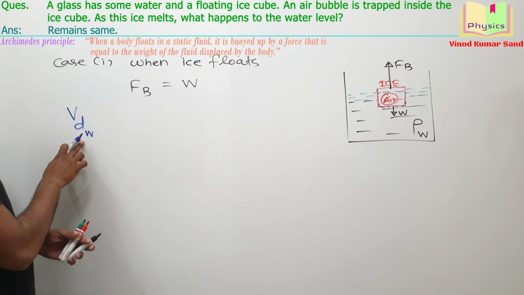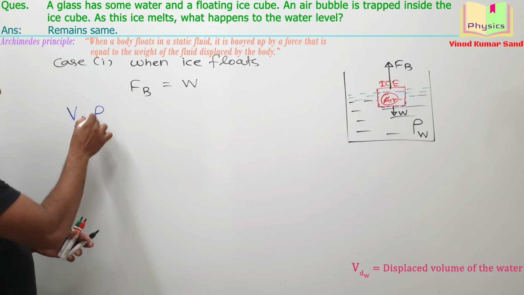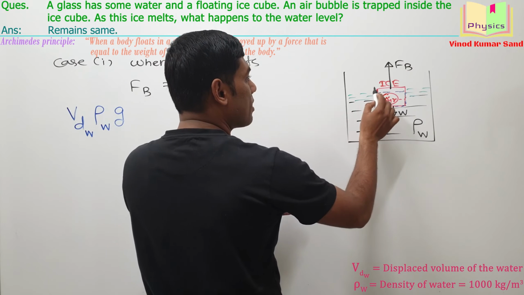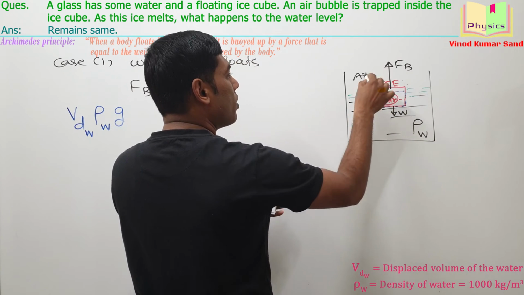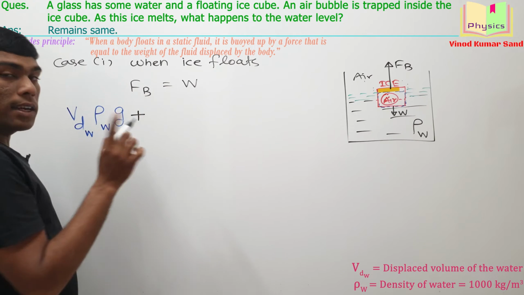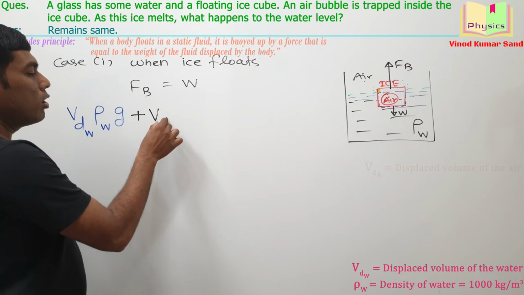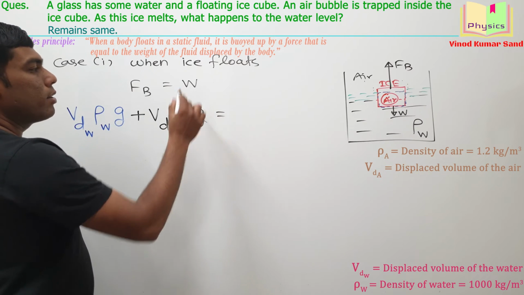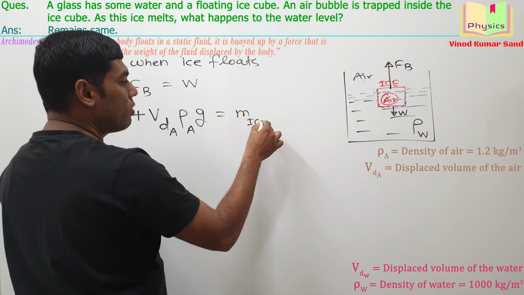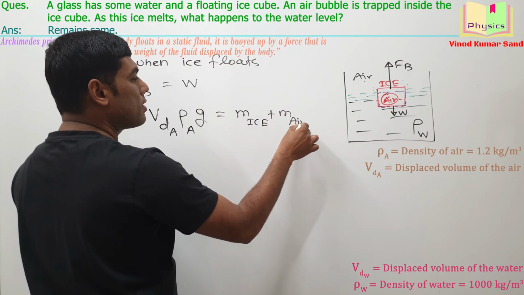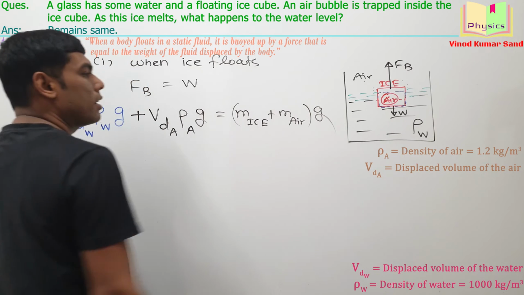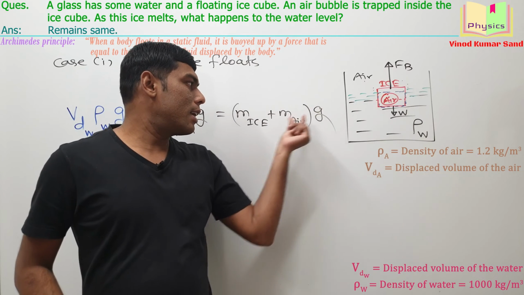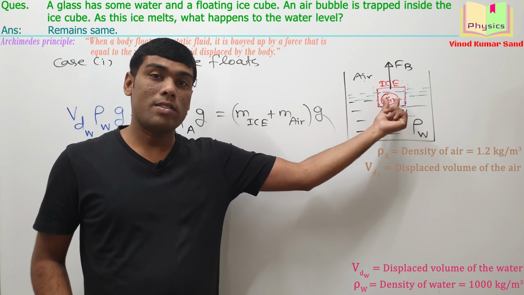I am writing that here. Weight of the water displaced will be equal to the volume displaced of the water times density of water times g. As well as this, the ice is displacing some amount of air also. So for the weight of the air we should write the volume displaced of the air times density of air times g. And for the weight of the ice, I'll write the mass of the ice plus the mass of the air inside it, times g. Got it? M ice indicates the mass of the ice and M air indicates the mass of the air inside the air pocket.